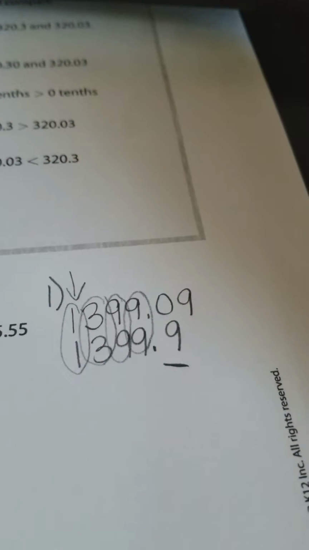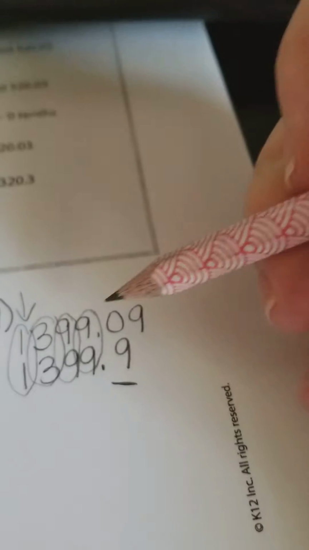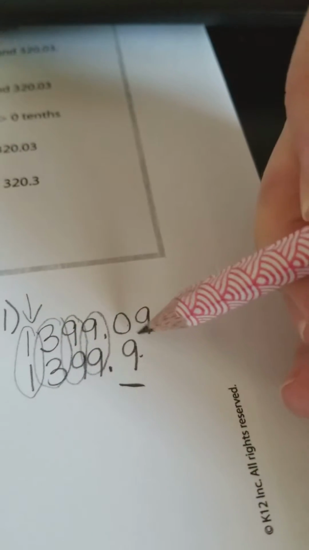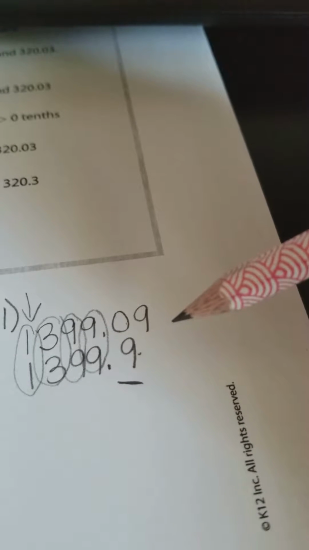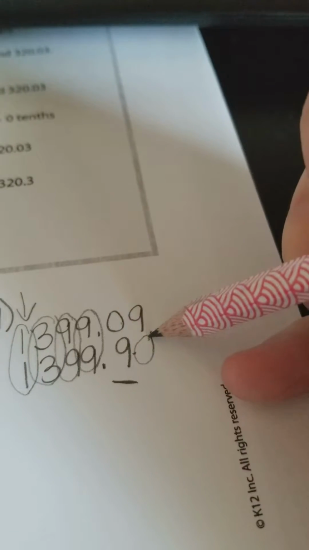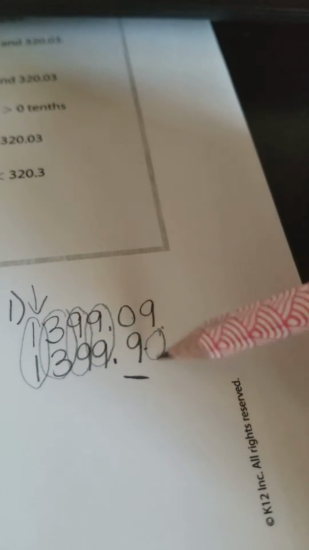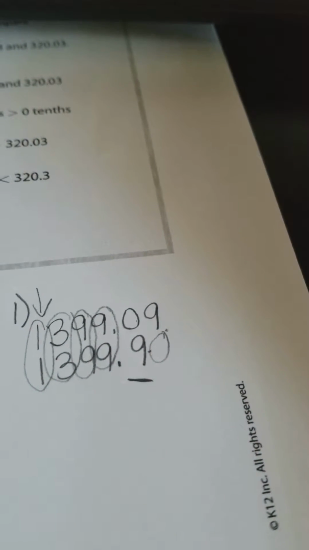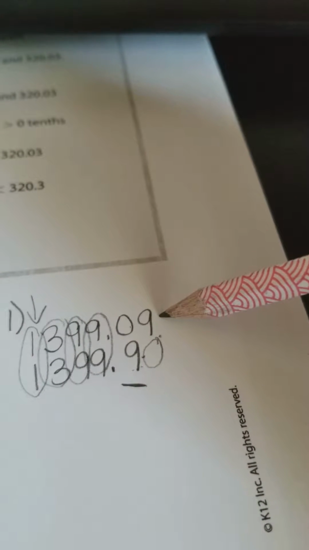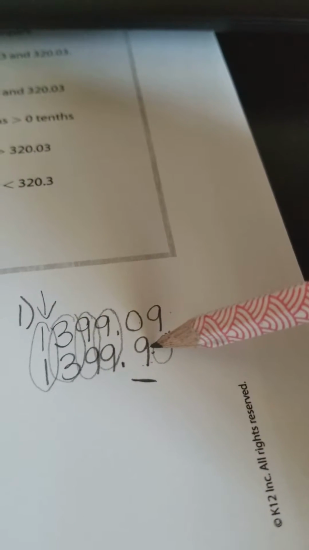Now, once I get to my tenths place, this is where I see my first difference. And when I'm comparing my 0 and my 9, 9 is bigger. So that tells you that number is going to be greater. You can also fill in zeros here sometimes, if you need a placeholder so that you have everything lined up. But 9/10ths is going to be bigger than 9/100ths. And so that tells me that this number is greater.